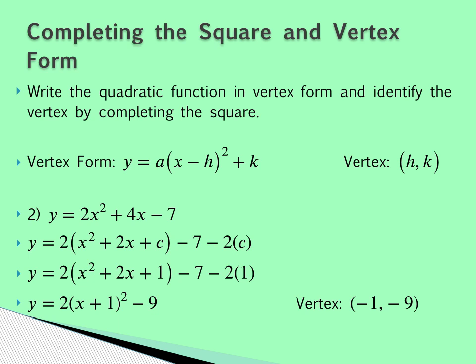The 2 doesn't actually impact the vertex. The 2 impacts how steep it is. If it's a number with an absolute value greater than 1, then it's going to be more steep than the parent graph. If it's between 1 and negative 1, then it's going to be kind of wider. And again, if it's a negative number, then it's going to open down.